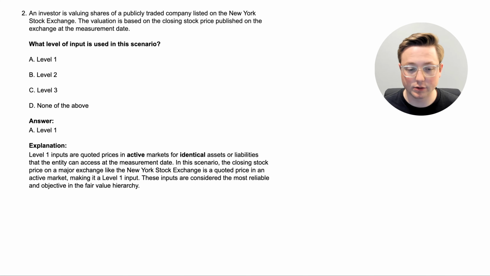In this scenario, the closing stock price on a major exchange like the New York Stock Exchange is a quoted price in a very active market, and you can easily have identical assets and liabilities in that kind of a market because you're dealing with stocks. So that is a level 1 input. These inputs are considered the most reliable and objective in the fair value hierarchy. So if you can, you want to be using level 1 inputs for the fair value measurements. Keywords, active and identical. So that's a level 1 input. Let's go to the next question to learn about the next input.